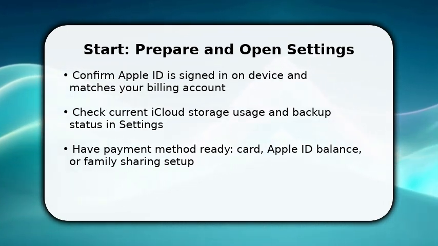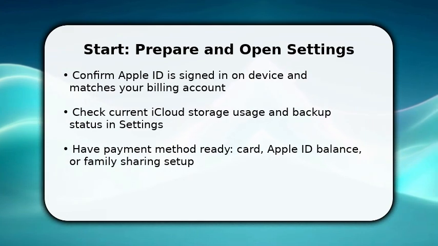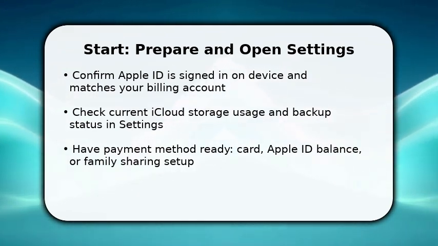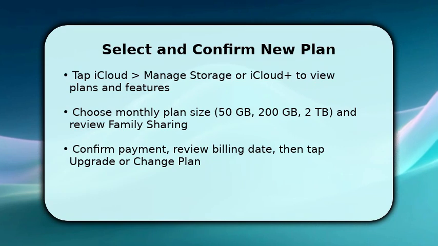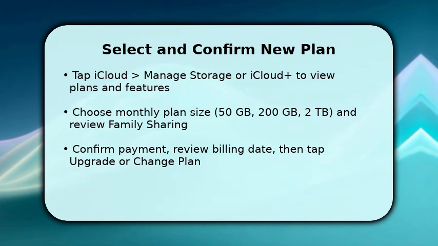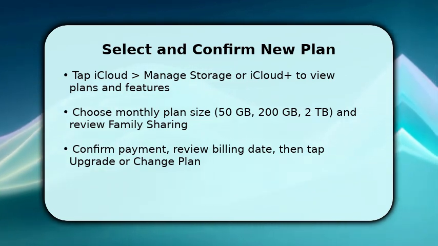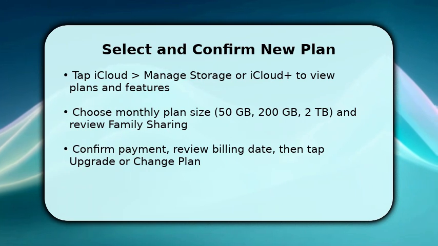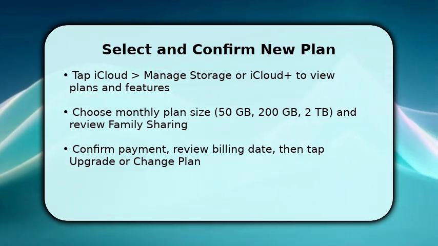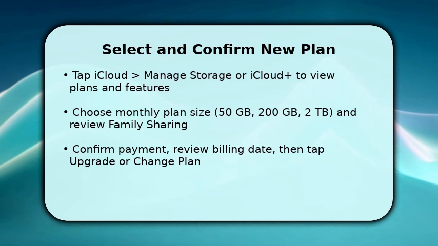Once these prerequisites are confirmed, you'll be ready to select a new plan and avoid interruptions to backups and photo syncing. Now tap iCloud, then Manage Storage or iCloud Plus to see plan options and extras like Private Relay or Hide My Email. This is where you pick the right tier. Compare 50 GB, 200 GB, and 2 TB against your current and projected usage. Choose Family Sharing if others should access the storage.